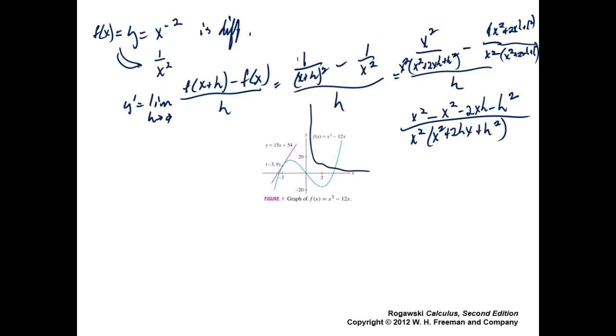Now, what do you notice happening in the numerator there? The x squareds add to 0, don't they? Okay? Oh, and this is all over h. I forgot that. Don't forget that. Now, what do you notice about that numerator, what's left of it?